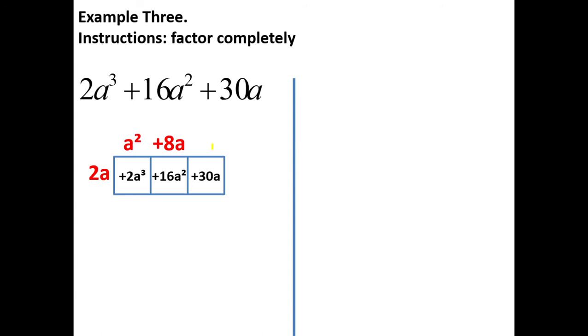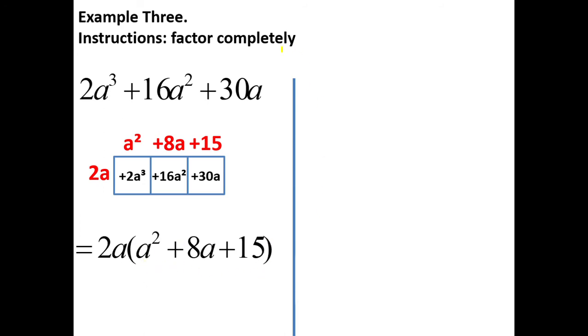All right, let's try the next one. 2a times what gives you 30a? Well, 2 times 15 is 30. So 15 times 2a gives you 30a. So we're able to factor this original polynomial into 2a times that quadratic expression. So we have 2a times this.